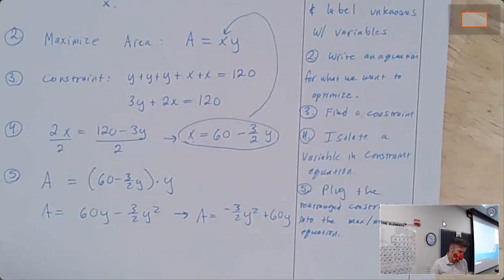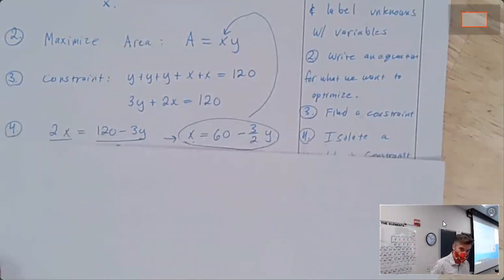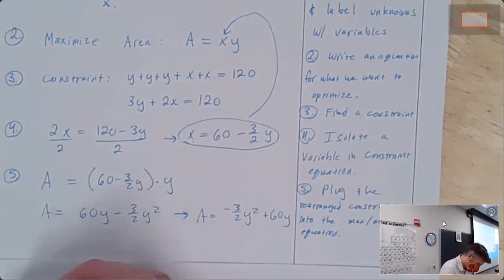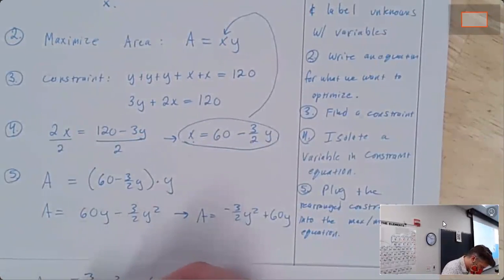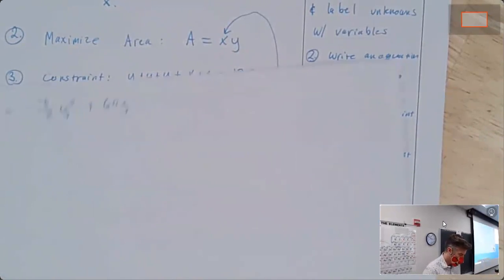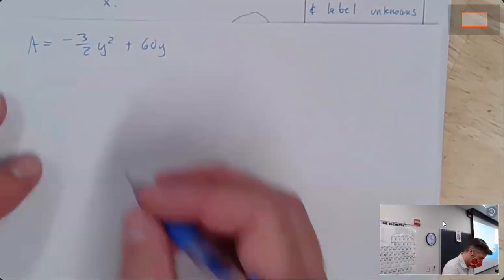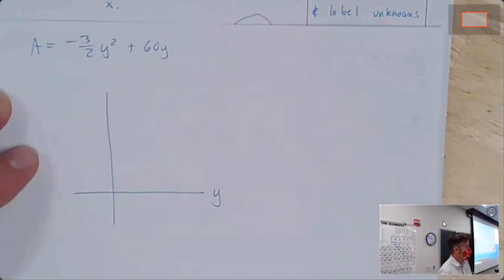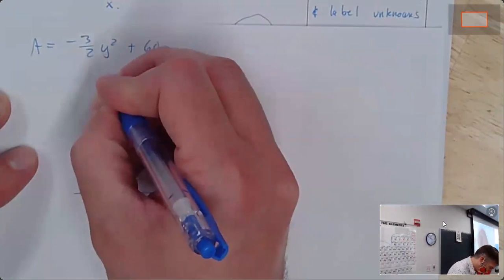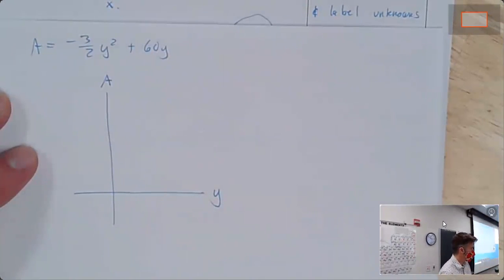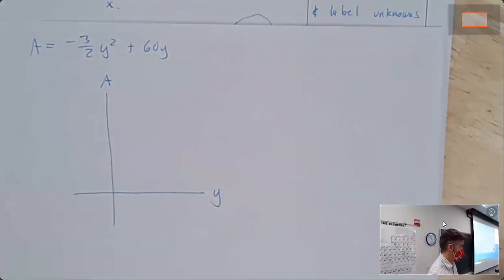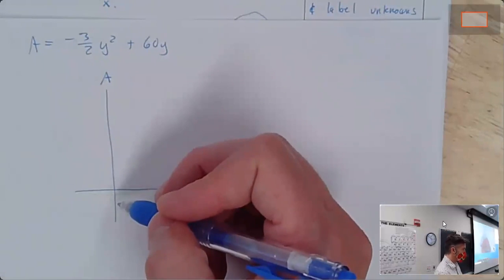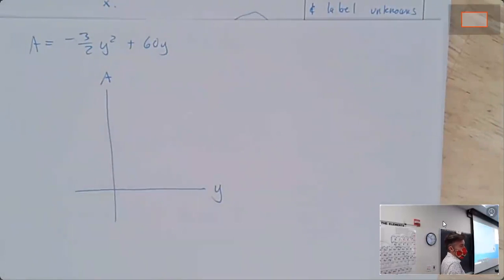So just to back up for one second, if I was going to graph area equal to negative 3/2 y squared plus 60y, I would be saying the y's are on the horizontal axis and the a's are on the vertical axis. That's kind of the idea. I just want to point out, it's not always x here and y here. Sometimes we're thinking of a different letter as a function of another letter.